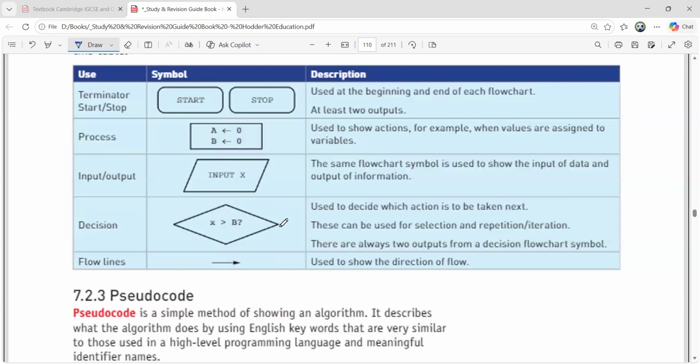Thinking out loud, maybe a question can come in the paper where they give you some descriptions and ask you to draw the appropriate flowchart. That's perfectly possible, but you need to be clear about it. Now we have the flow lines, and definitely without the flow lines, the flowchart is incomplete.